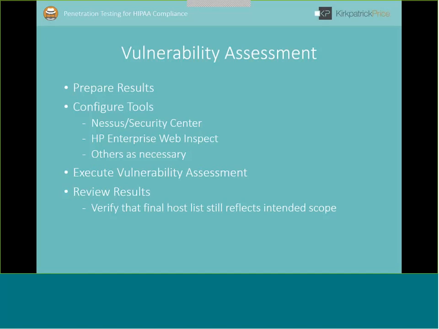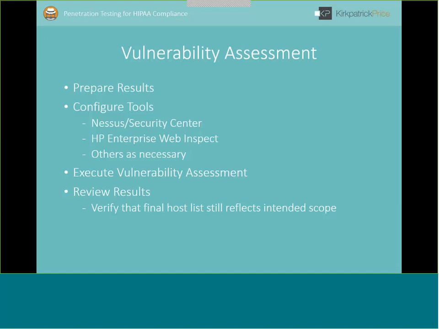On the HP Enterprise side, we look at the application details that we gather during the mapping and crawling phase of the application discovery, and we feed that in with the knowledge that we have as penetration testers. We make sure that we focus on areas that we believe to be the most significant sources of weaknesses in the application.